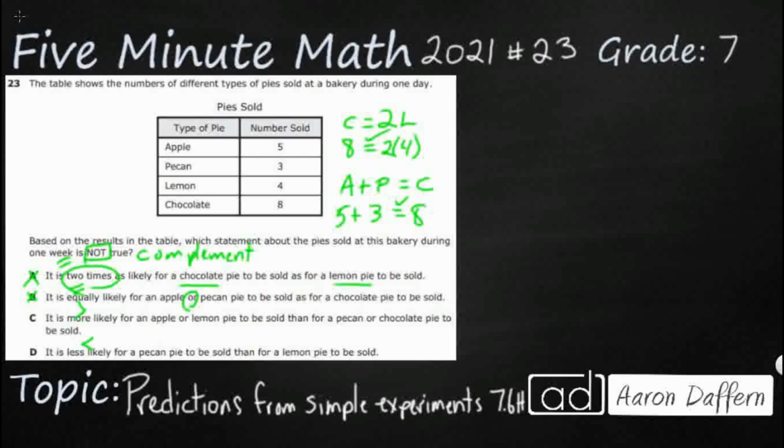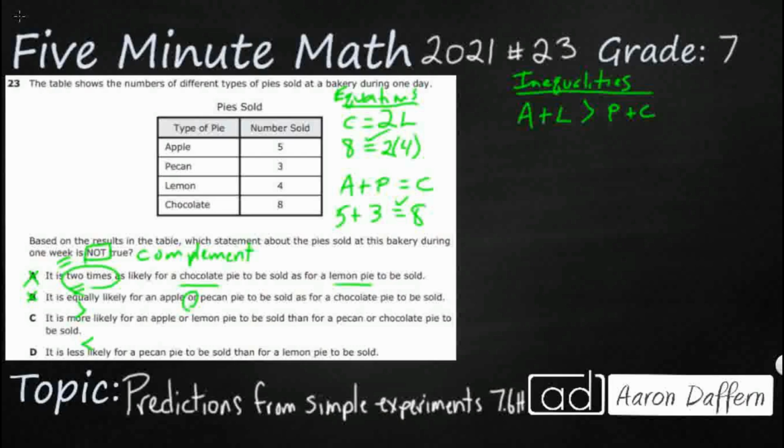So C, it is more likely for an apple or lemon. So let's put apple or lemon. We're going to add those 2 together. More likely for those 2, so we're going to put our greater than. Pecan or chocolate. Pecan plus chocolate. All right, so we'll put our equations over here on this side, and then I guess we'll go ahead and put our inequalities over here, since it just kind of worked that way for us.